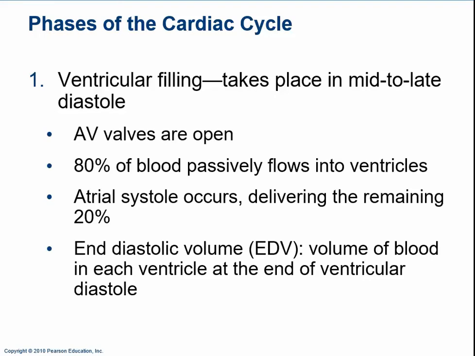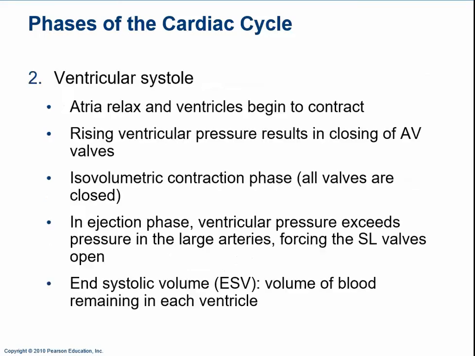So ventricular diastole ends and becomes ventricular systole. We get the action potentials and we start contractions of the myocardium of the ventricle. So the atrium now relaxes and the ventricles begin to contract. The pressure in the ventricle goes up, which then pushes the AV valve closed, and you get lub.